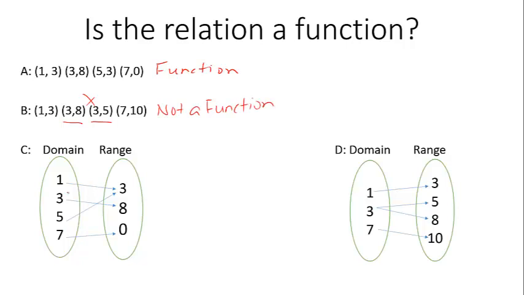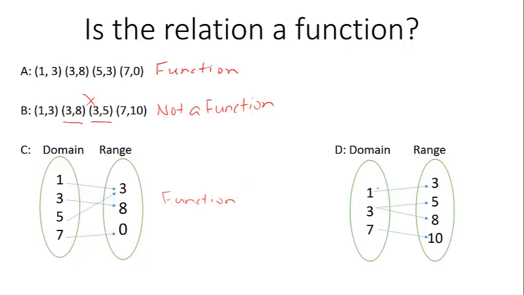Let's look down here. I have the domain value of 1 corresponding to the range value of 3. Domain value of 3 corresponds to the range value of 8. Domain value of 5 corresponds to 3. And the domain value of 7 to 0. So each one of these domain values is going to only one range value. So that means it's a function.